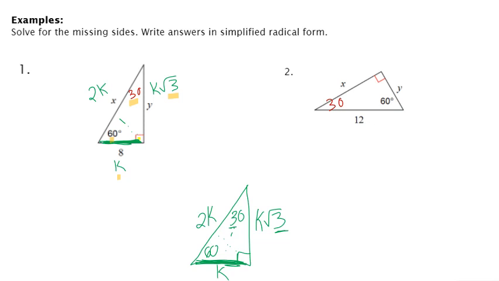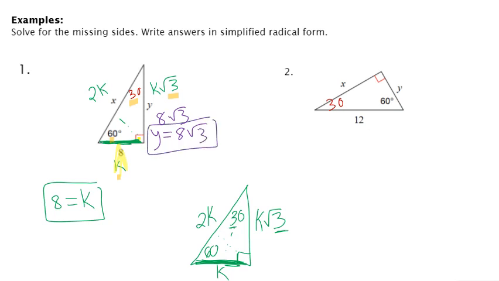We see here that they give us an 8 that pairs with a k. So I'm going to set that up. 8 equals k. There's nothing to really solve for here. Wherever I see a k, I'm going to put the number 8. So I have 8 times radical 3, so y is actually 8 radical 3. And then I have 2 times k, which we said was 8, and that was x. So x is equal to 16.